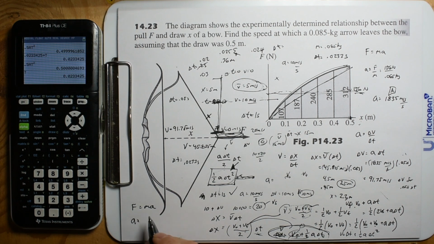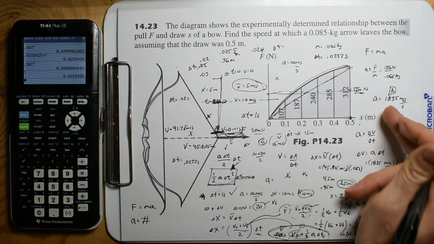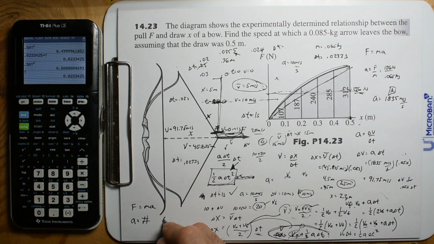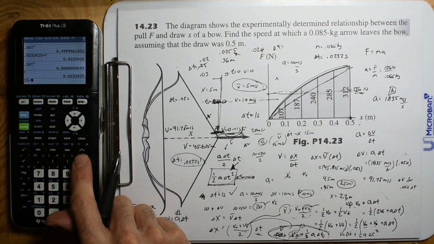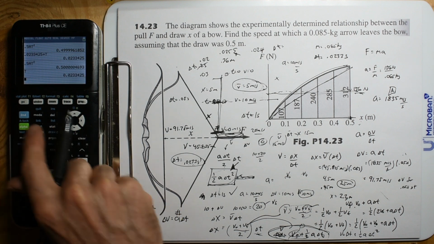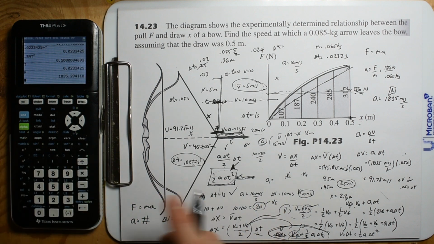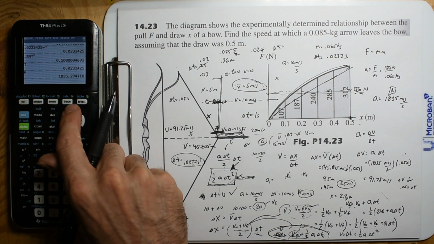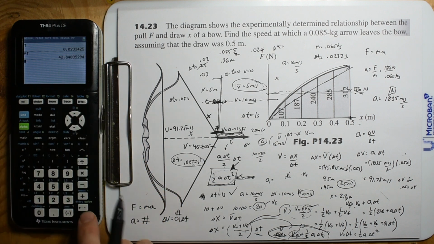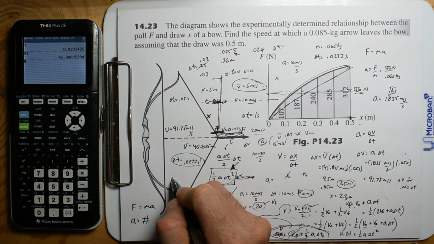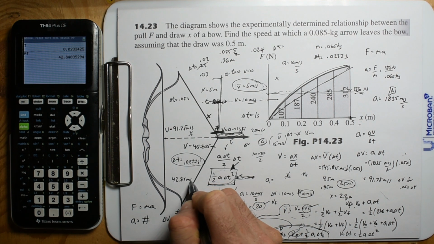Go back to F equals ma. We're going to have an acceleration, and we got that number: 1,835. We find the change in velocity by taking that acceleration times the change in t, which we just found. So let's do that: alpha A, our acceleration, multiplied by alpha t. And our change in velocity is going to be 42.84 meters per second.